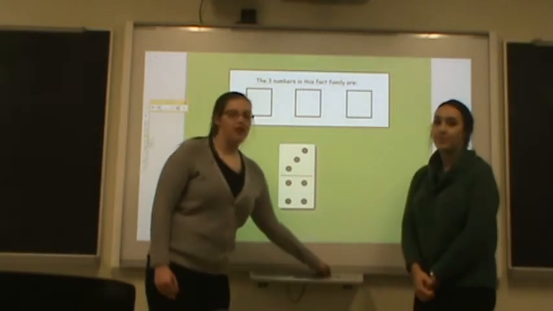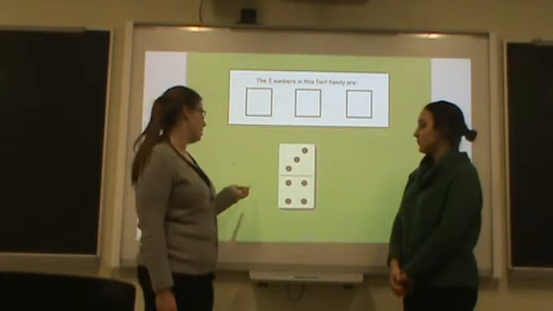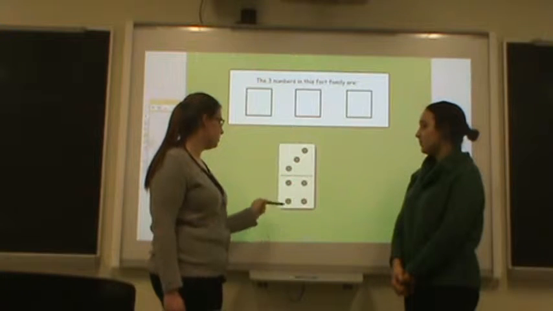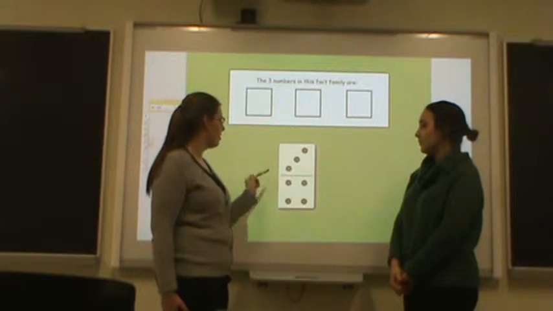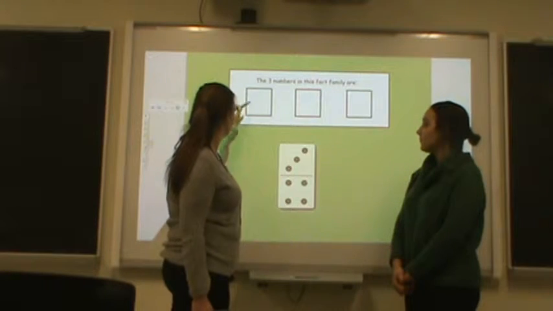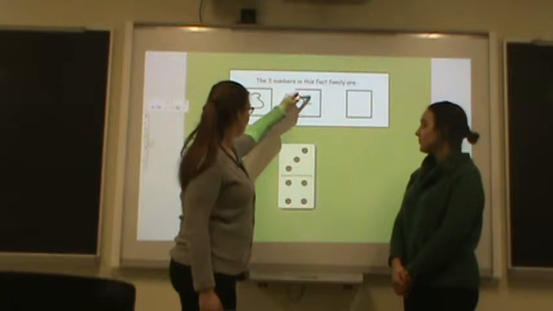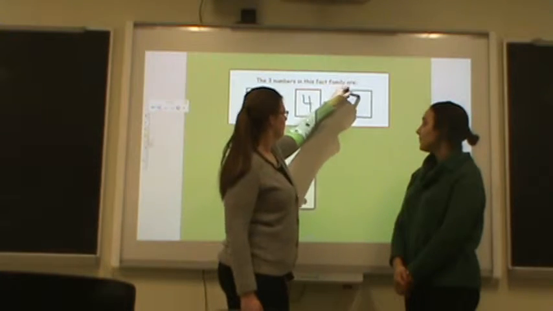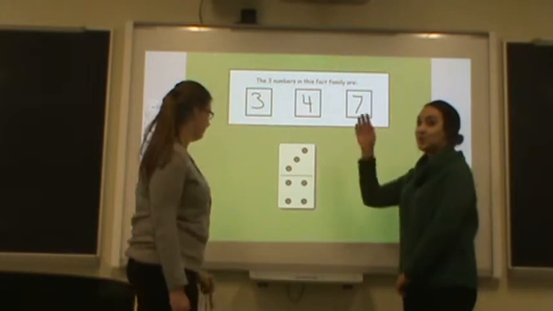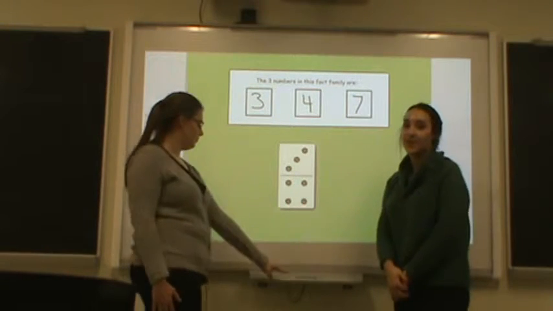This picture is a bit more challenging for the students because it doesn't give them a total number, but it's very similar to the last picture. We have 4 dots on one side of the die and 3 dots on the other. So our fact family would be 3 and 4 is 7. And the students would have to add the 2 numbers together to figure out what the third number in the fact family was.